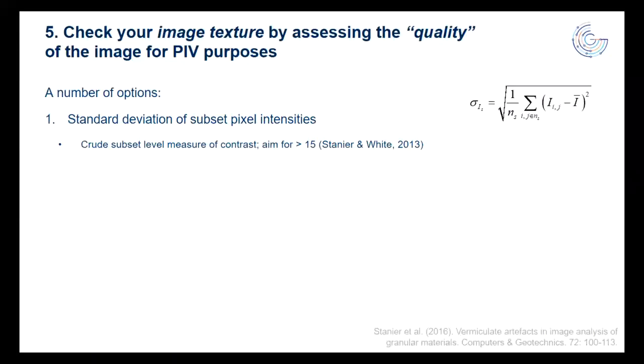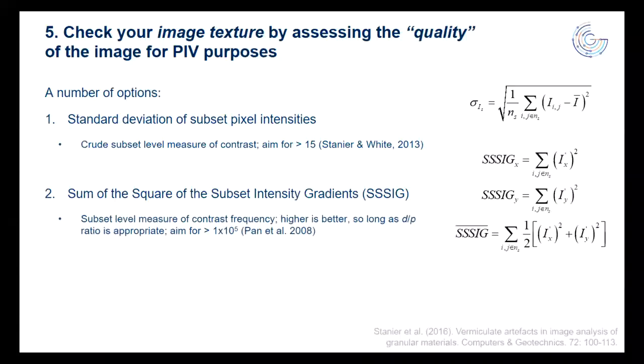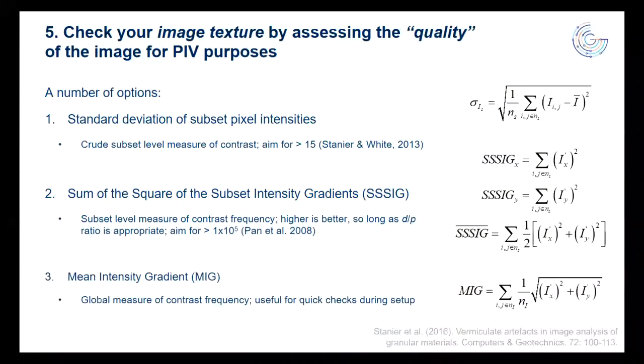One thing we might do is take all of our subsets, and for each of them, calculate the standard deviation of the pixel intensities of the subsets. This will give you a sort of crude measure of the level of contrast that you've got. Our suggestion is you aim for a value that's greater than about 15, okay? Another measure might be to take what's called the sum of the square of the subset intensity gradients, or SIG. This is looking at the contrast frequency. In general, higher is better, but only so long as that D on P ratio is appropriate. And in general, you want to aim for about 1 × 10⁵ or greater in that particular case.